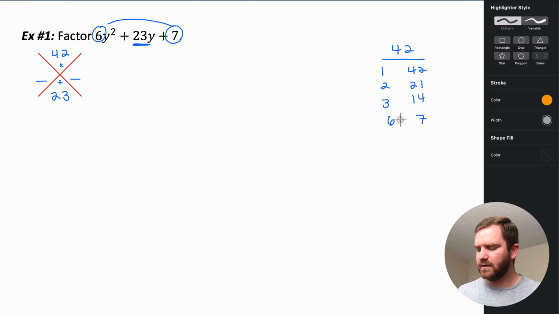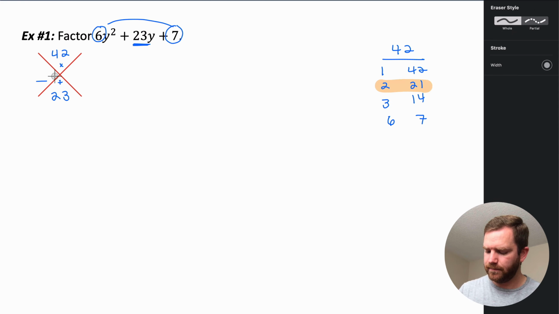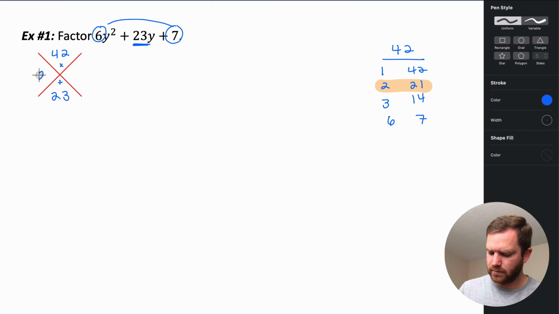So which of these add to 23? 1 and 42, that's 43. Right here, 2 and 21. So 2 plus 21 is 23. And 2 times 21 is 42.